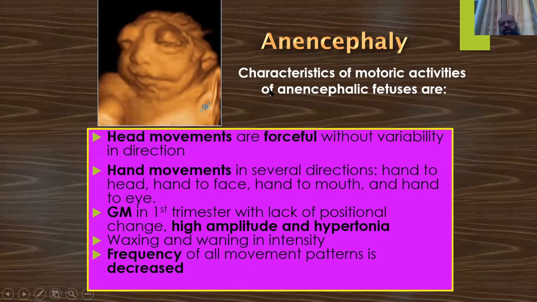There are characteristic motor activities of anencephalic fetuses: head movements are forceful without variability of direction. So they keep on moving the head in one direction, but forcefully. Hand movements occur in several directions: hand to face, hand to mouth, and hand to eye.